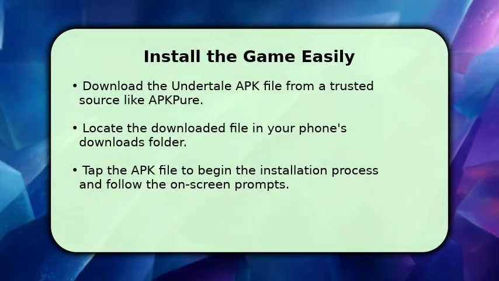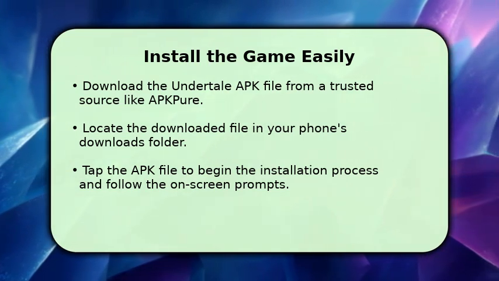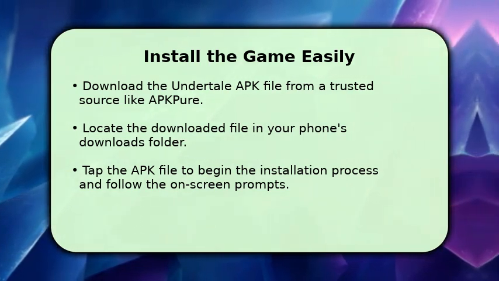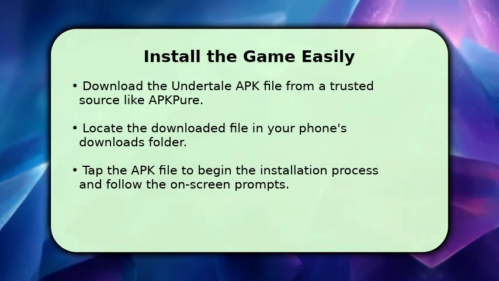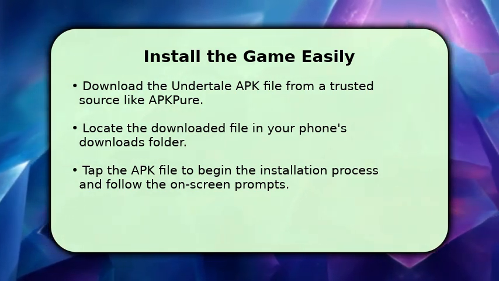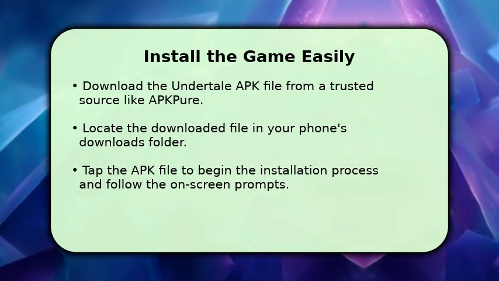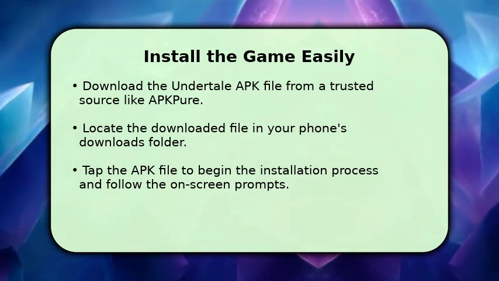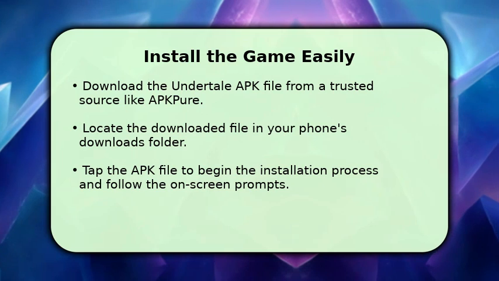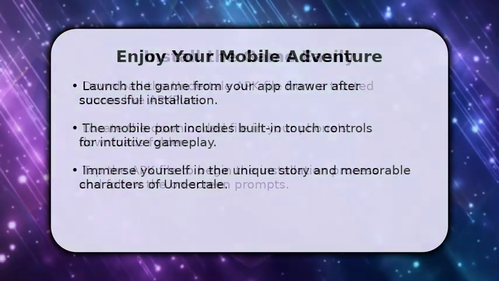Now, let's get to the installation. You will need to download the Undertale APK file from a reliable source, such as APK Pure. Once the download is complete, open your phone's file manager and navigate to your Downloads folder. Find the Undertale APK file you just downloaded, then simply tap on it to start the installation. Follow any on-screen prompts to complete the process.